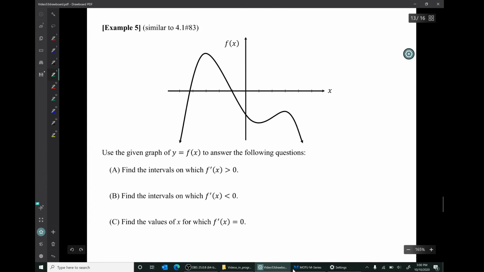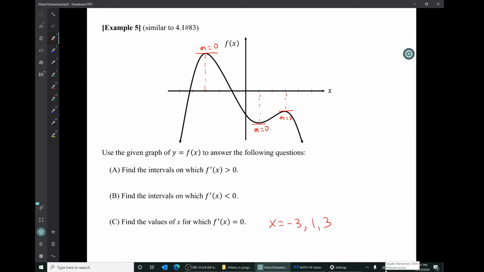Okay, let's go on. Example 5. Given this graph of f of x, answer these questions. So here's a graph of f of x. We're supposed to answer these questions about f prime. So find the intervals on which f prime is greater than 0, and f prime is less than 0, and find the x values for which f prime is equal to 0. Well, hey, let's start with the third question, because that'll be easy to spot. The places where f prime equals 0 are the places where f has a horizontal tangent. And those are x equals -3, 1, and 3.